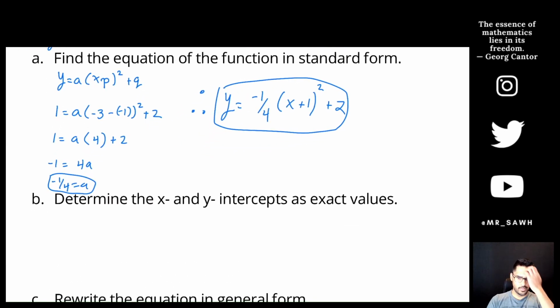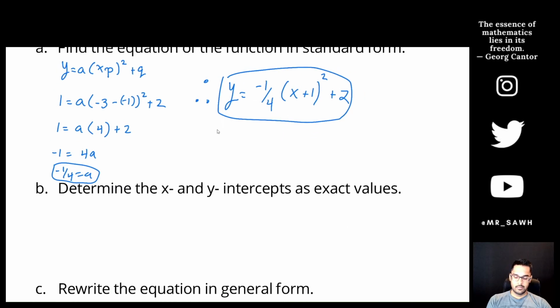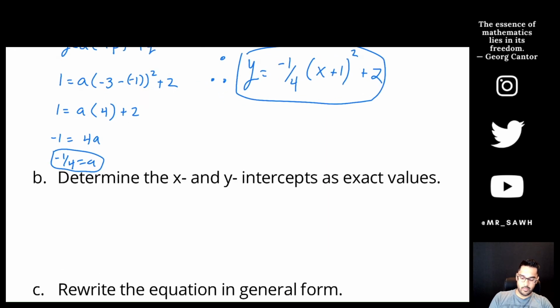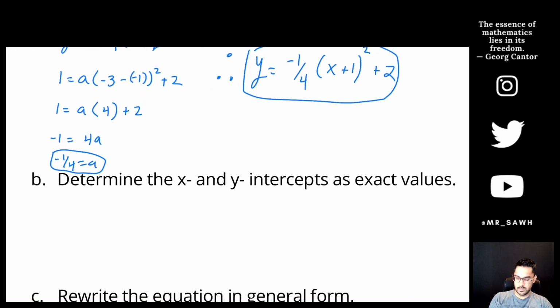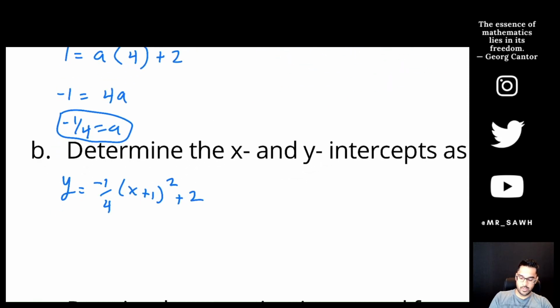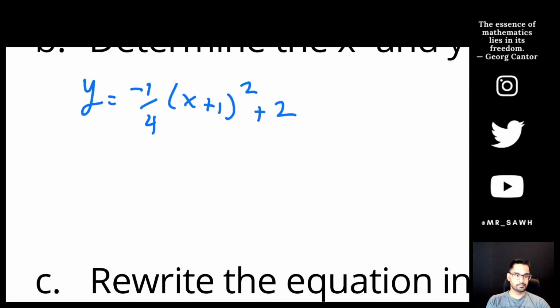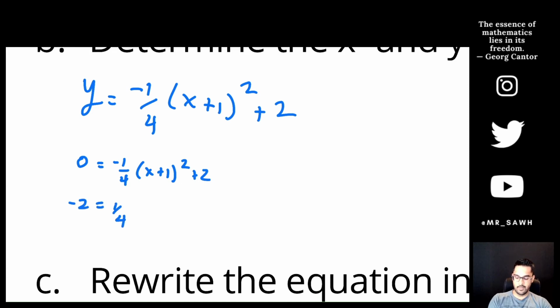So I know it's not something that's factorable based on the form that it's in. So let's take a look at how to solve for them again. So I know what my equation is. Y equals negative 1 over 4, x plus 1 squared plus 2. So let's go see if we can solve for x. If I make y 0, again for an x-intercept, everything else stays the same. So I know that I'm going to have negative 2 on the other side if I move it.